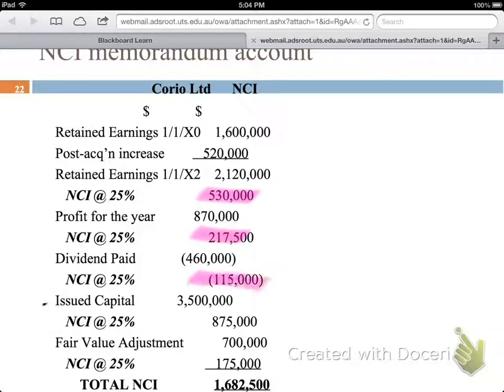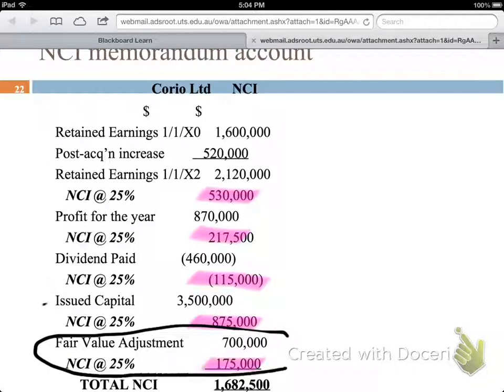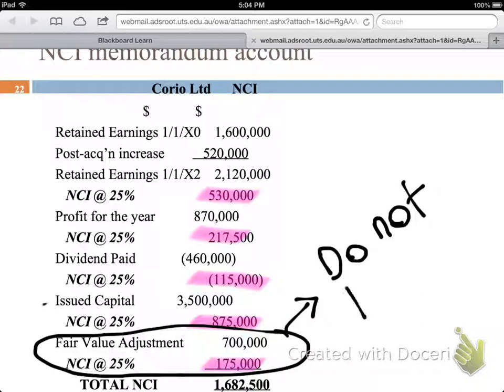460, NCI gets 115. Next, you will find other equity accounts in the worksheet at the end of the financial year. Issued capital is at 3.5 million. NCI gets 25%. And fair value adjustment, note, the fair value adjustment is $700,000. We calculated that as part of our acquisition analysis. Put a little note for yourself here, not to forget. I've seen that often students forget about it. Do not forget. Why do students forget about it?